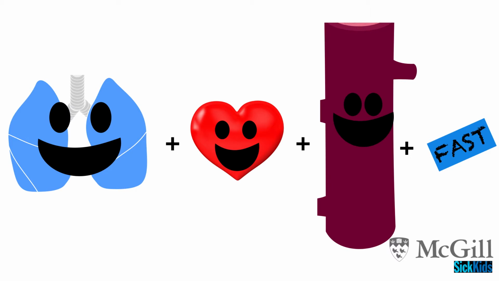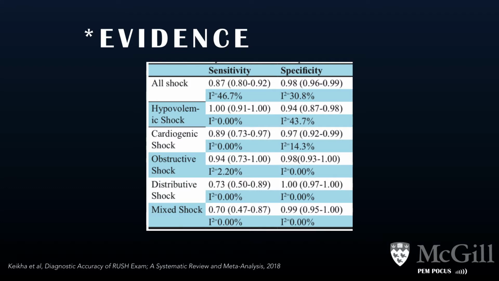Now back to the RUSH examination. Most of the evidence looking at the RUSH protocol comes from adult studies. Here's a meta-analysis of 5 adult studies looking at the diagnostic accuracy of the RUSH protocol in undifferentiated shock patients. Overall here, the sensitivity is 87% and the specificity is 98%. This indicates a high accuracy of this test. You can also see the other test characteristics of the RUSH protocol for each type of shock.